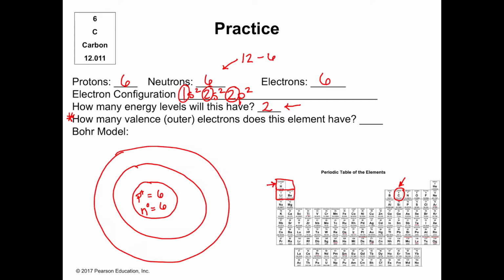Now we're going to fill in our electrons. Okay, so we're going to use the electron configuration to do this. So this 2 right here, this tells us a number of electrons.